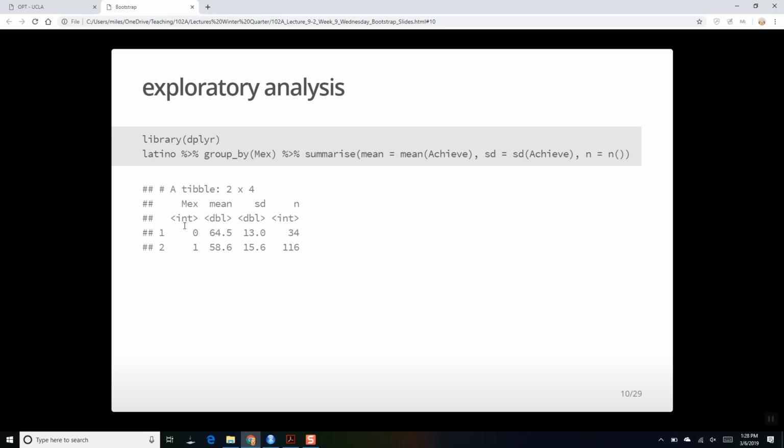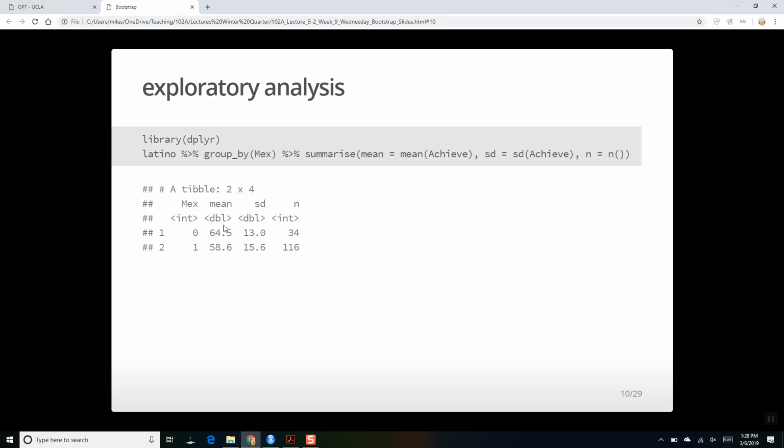And so for the variable Mexico, 0, meaning they came from a different country, not Mexico, so Honduras, Guatemala, something, we have 34 in our data set of 150, okay? And then the mean was 64.5, and the standard deviation is 13. And then for the immigrants from Mexico, we have 116. Mean is 58.6, standard deviation 15.6.